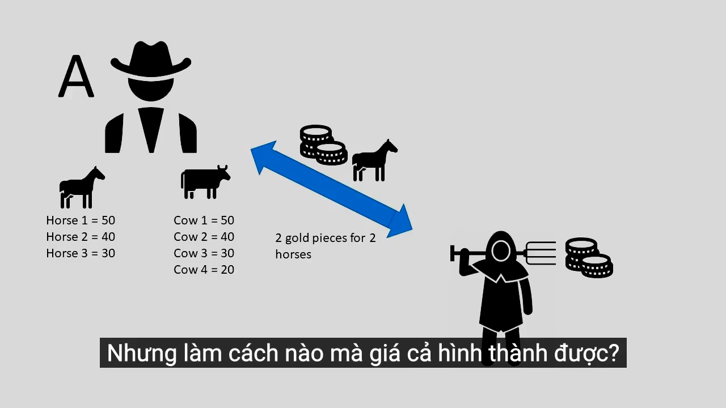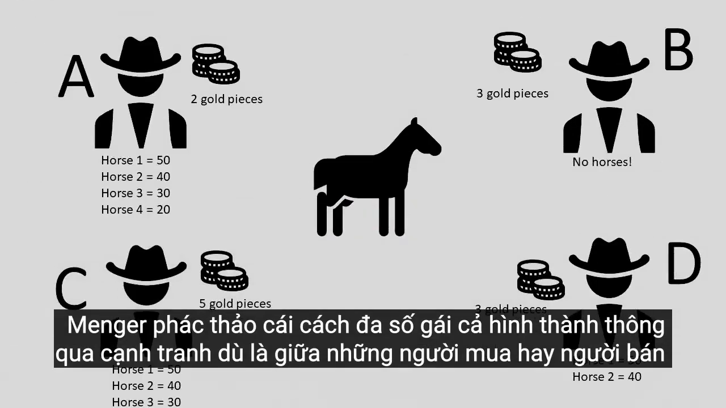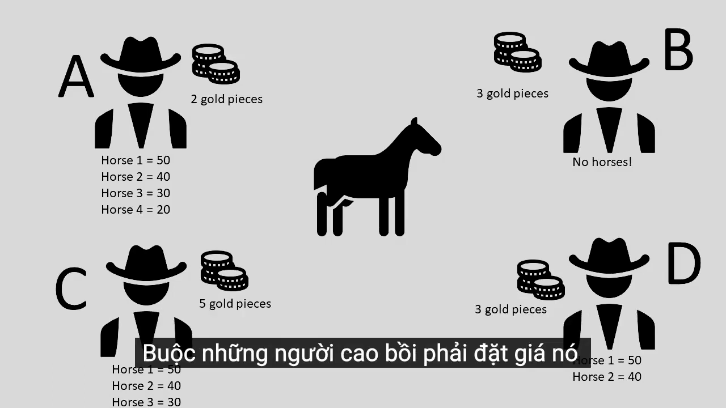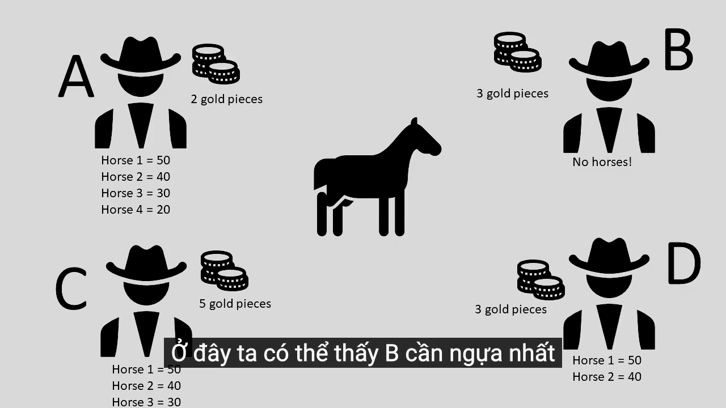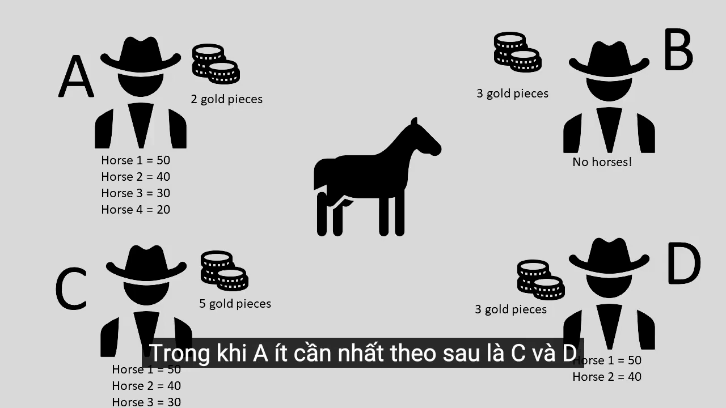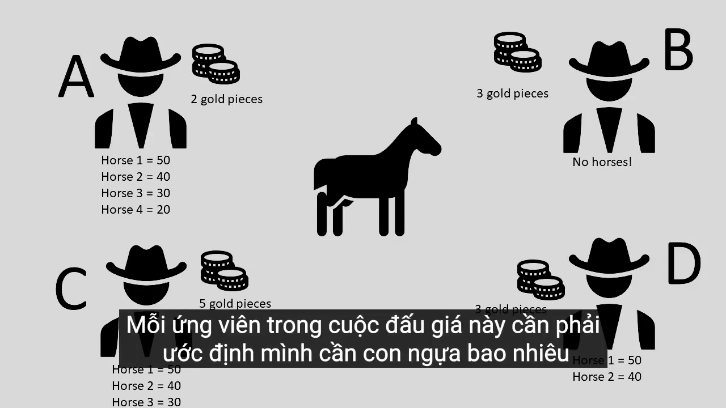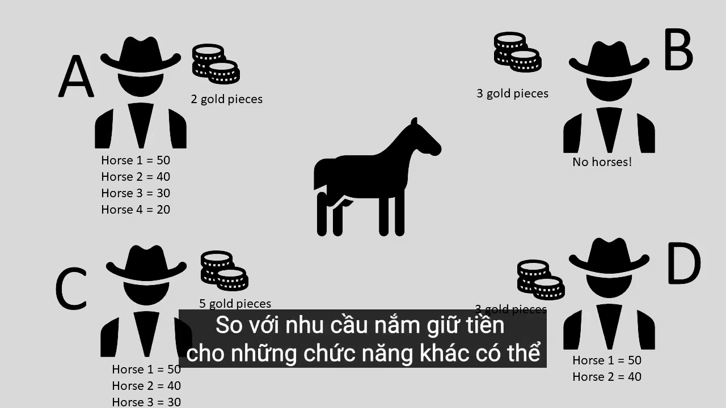But how do prices form? Well, Menger outlines how prices form chiefly through competition, whether between buyers or sellers. Let us pretend there is only 1 horse up for auction and 4 cowboys bidding on the horse. Here we can see that B has the greatest need for horses, whereas A has the least need, followed by C and D. C, however, has the most money and A has the least. Each participant in this auction needs to weigh up how much they want the horses versus their need to hold money for its potential other uses.